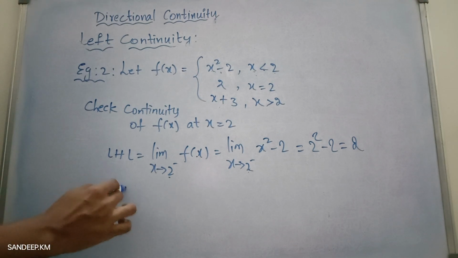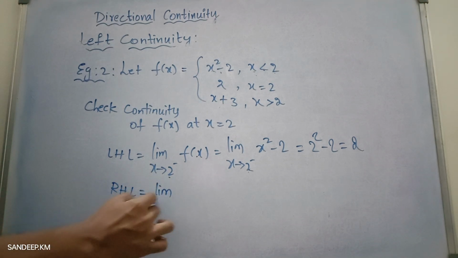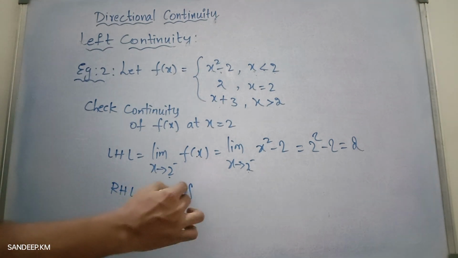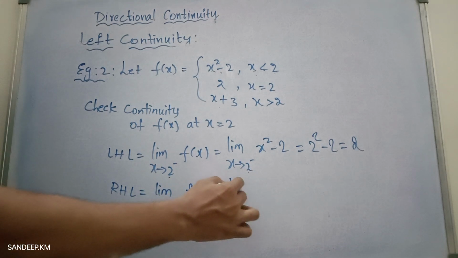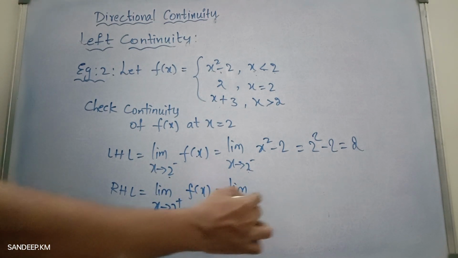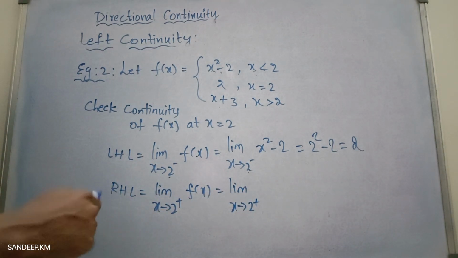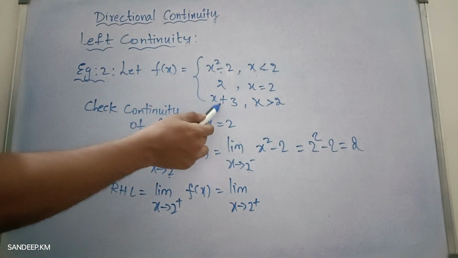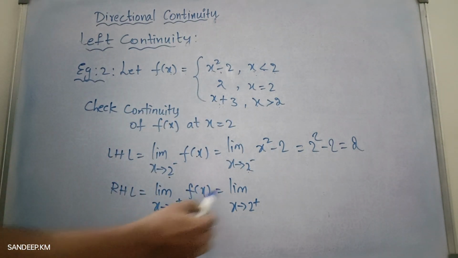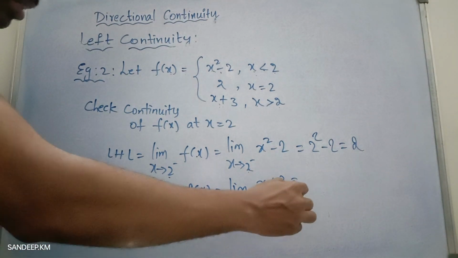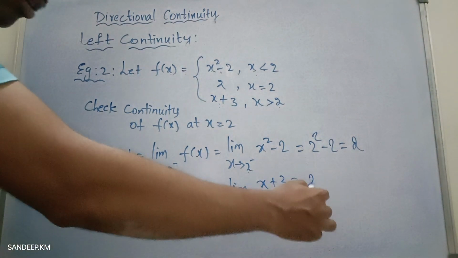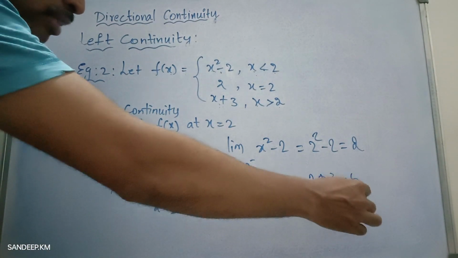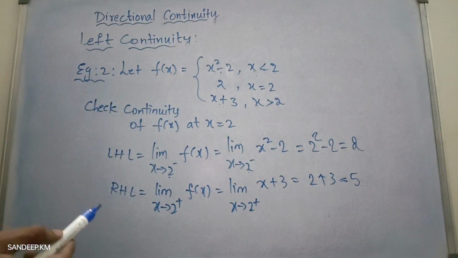Next, right hand limit at x is equal to 2. So limit x approaches 2 plus f of x. x approaches 2 plus means x is just greater than 2. x greater than 2 means f of x is equal to x plus 3. So f of x means x plus 3. And let me substitute x value as 2 directly. You will get 2 plus 3 and the answer is 5. The right hand limit is equal to 5.